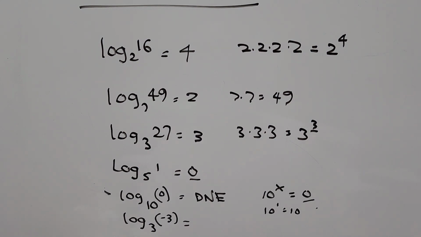And what about this? Log negative 3 base 3. Once again, this is negative. There cannot be a negative in the argument of the log. So anything negative in the log does not exist. The log expression does not exist.